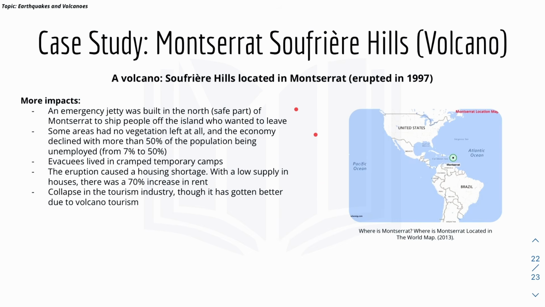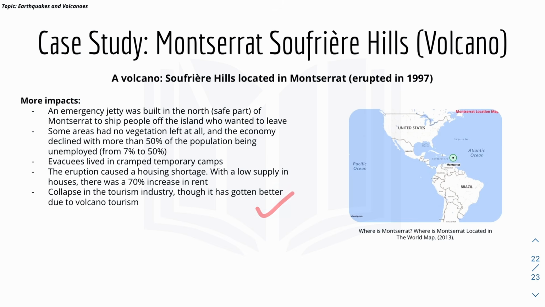And then we have more impacts. An emergency jetty was built in the north, or the safe part of the island, and some areas had no vegetation left at all, and the economy declined with more than 50% of the population being unemployed. As you can see, it's quite a big jump from 7% to 50%. And evacuees lived in cramped temporary camps, which might cause the outbreak of diseases.